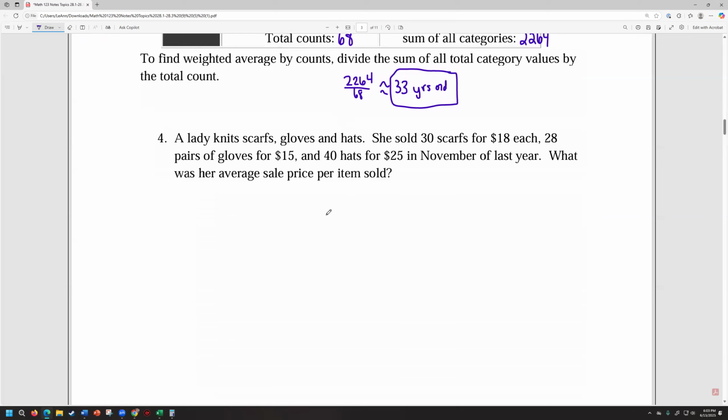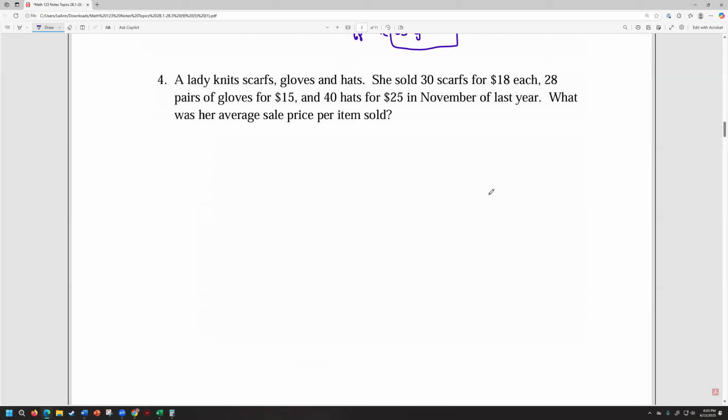We're going to make the chart ourselves this time. So we said a lady knits scarves, gloves, and hats. She sold 30 scarves for $18 each, 28 pairs of gloves for $15 each, and then 40 hats for $25 each in November of last year. So these are all the prices for each. What was her average sales price? And they even tell you per item. So they're telling you we're averaging the sales price per item.